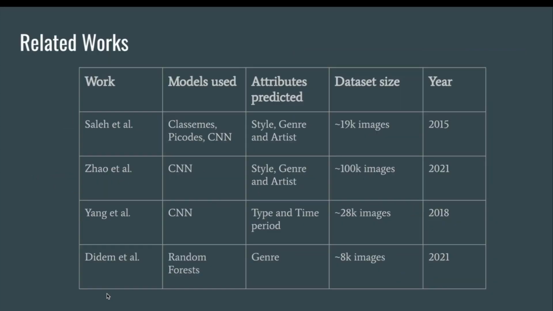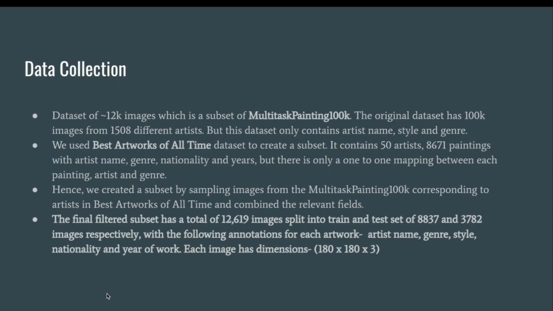Here, we discuss some previous literature and work that has been done to tackle this problem. Previous work has used methods like CNNs and random forests to predict style, genre, artists and time period given the image of an artwork. We refer to these works when doing our comparative study on various techniques employed.